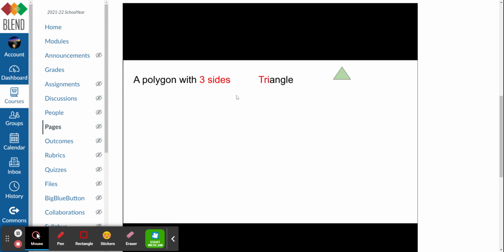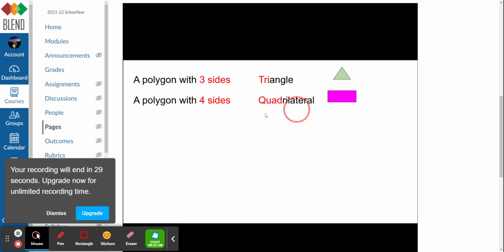So a polygon with three sides is called a triangle. That one is not hard to understand. A polygon with four sides, quadrilateral. All right. So tri means three, quad means four. So a polygon with three sides is a triangle. Polygon with four sides is quadrilateral. Five sides is a pentagon.